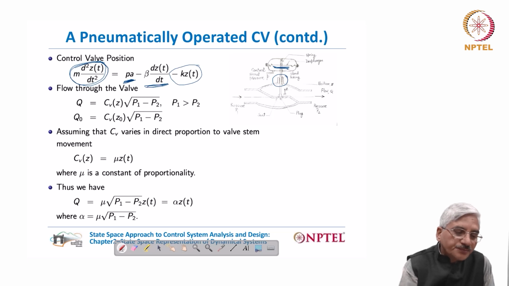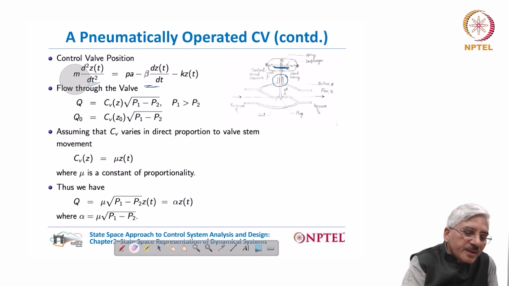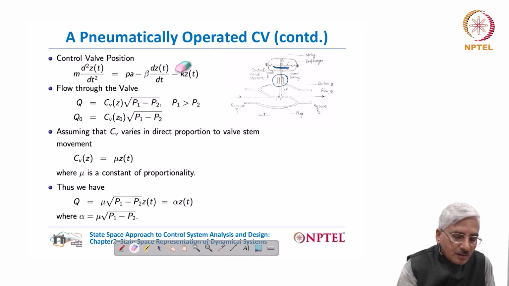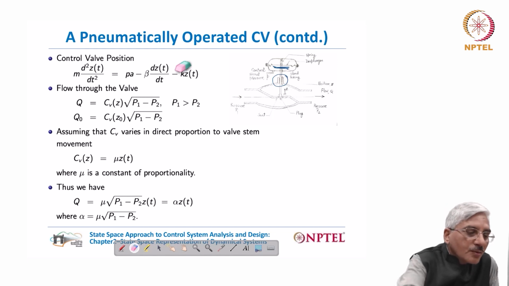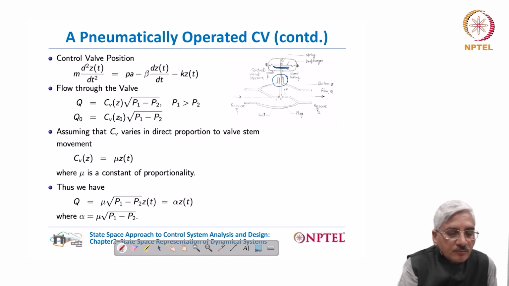So we get m d2z by dt square equal to PA, the force due to air pressure, minus beta dz by dt, the force due to the gland, minus kz(t). So the force due to gland we have modeled similar to a dash pot. It opposes the velocity.